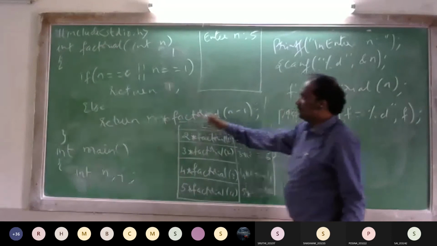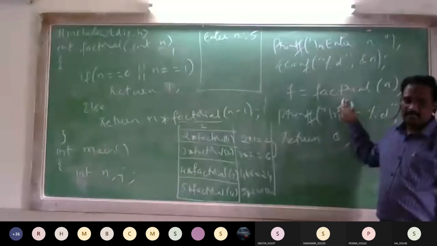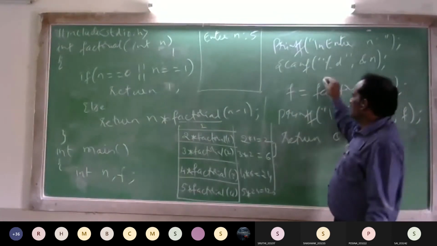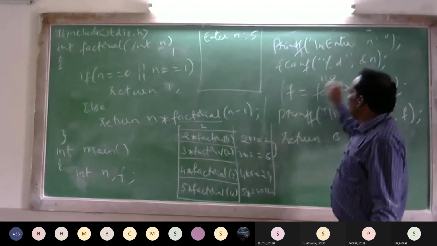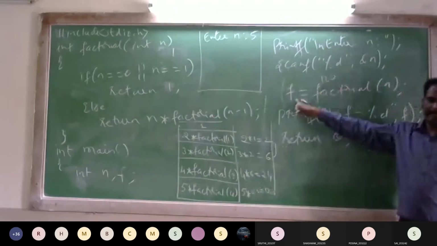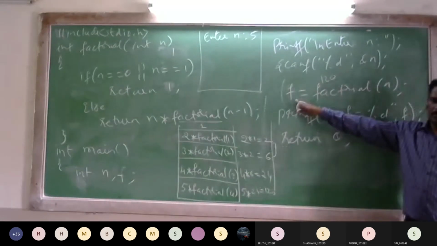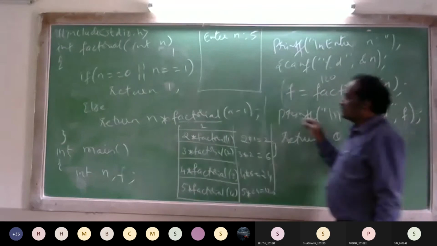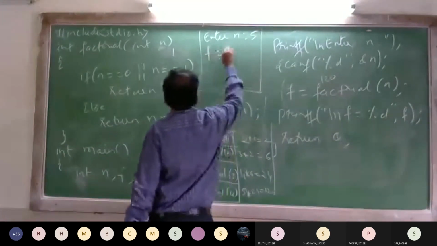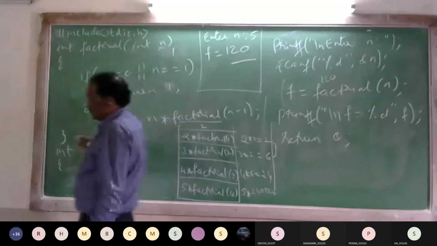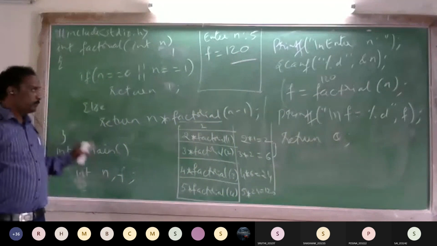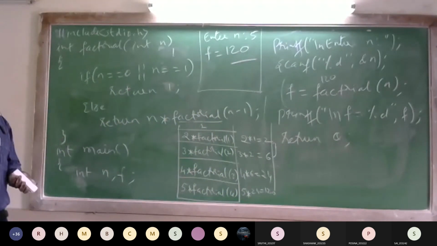After completing the execution of this function, the control will come here, to the calling function. Now, here, the value will be 120. Now, f is containing the value. So, f is equal to 120. This is called a recursive program for calculating the factorial of a given number.